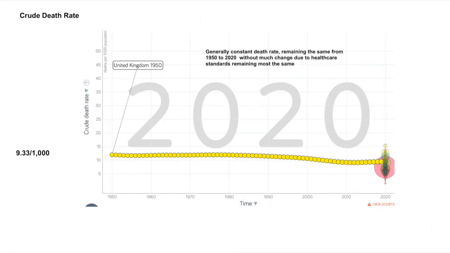Now let's move on to the current death rate for the UK. This will be 9.33 out of 1,000 people. In fact, the death rate remained almost the same from 1950 to 2020 without much change, because the healthcare standards remained almost the same.